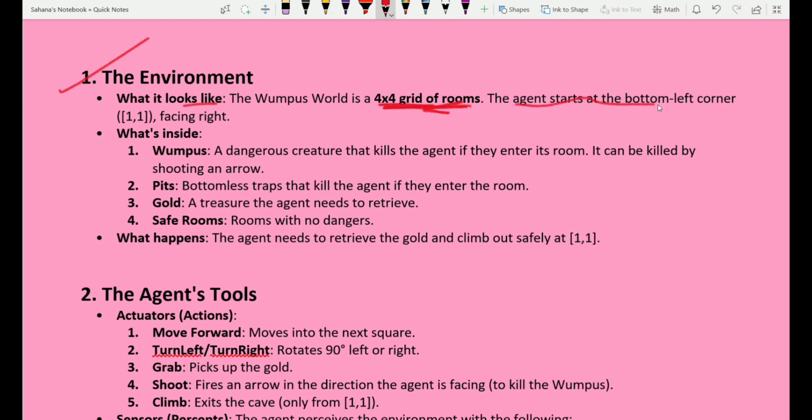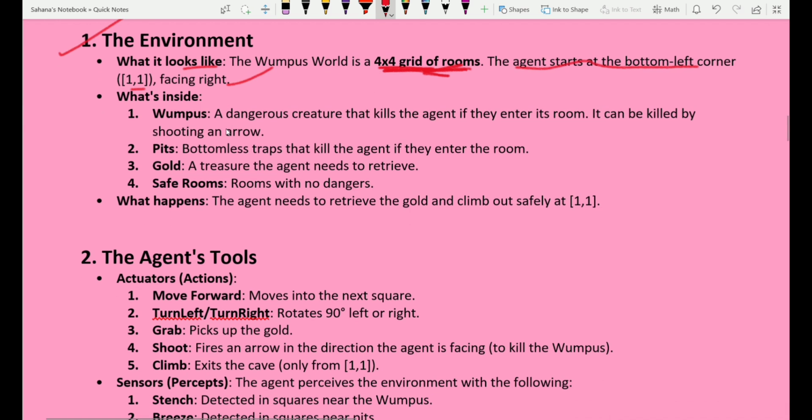The agent starts at the bottom left corner, that is 1, 1, facing right. Inside that environment there can be 4 objects. One is the Wumpus, a dangerous creature that kills the agent if they enter its room. It can be killed by shooting an arrow.